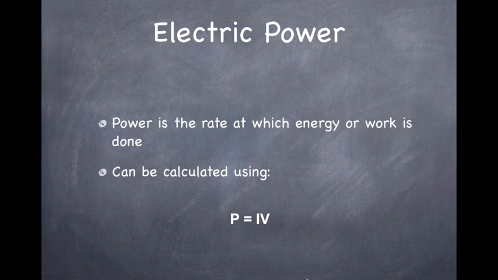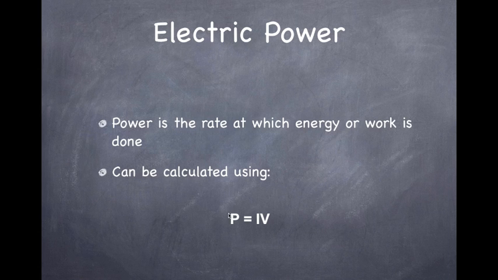So, electric power is the rate at which energy or work is done. And you can actually calculate this using the formula P equals IV. And people say, well, wait a second, how do we do that? Because power is energy divided by time. Remember that current is a coulomb per second, and voltage is a joule per coulomb. So the coulomb cancels out, and what you get is joules per second, which is energy divided by time. So that's the origin of this P equals IV.